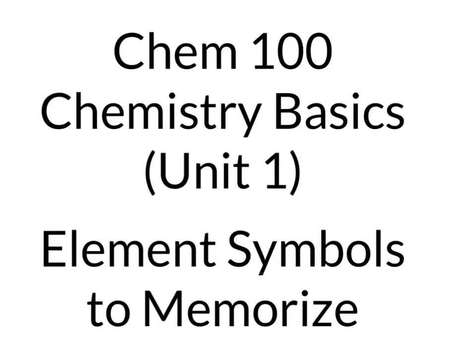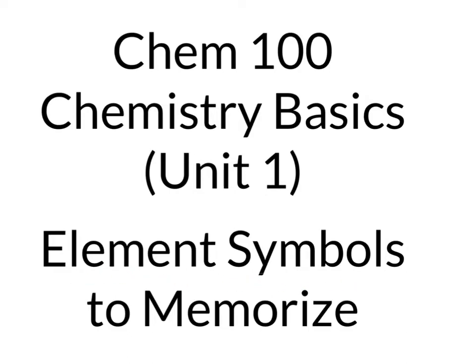Welcome to Chemistry 100. This is Cerritos College's Chemistry for Allied Health, also known as General, Organic, and Biochemistry. We're going to start with Unit 1, which is very basic concepts of chemistry. And the first thing we're going to start with is the element symbols.